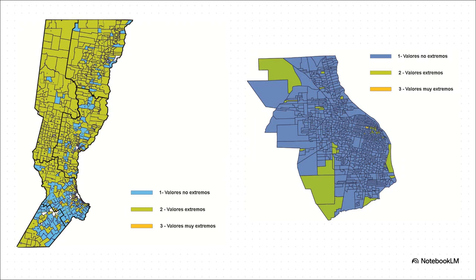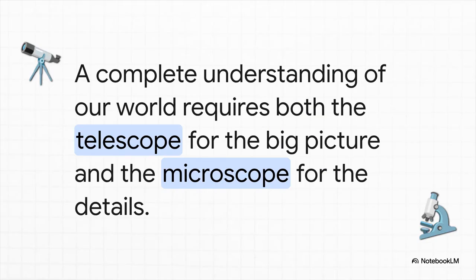So let's look back at our map of Santa Fe. The data, the quantitative part, points us to a location. You see those orange and red zones. But to really understand the human stories, the specific challenges people are facing, and the potential solutions within those colored zones, well, that requires the other lens. So, a complete understanding of our world really does require both the telescope and the microscope.